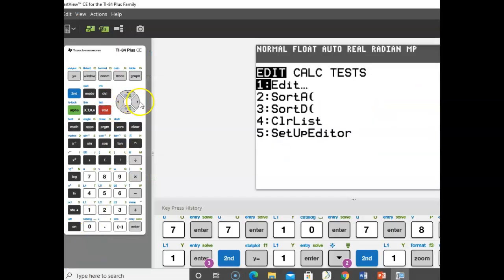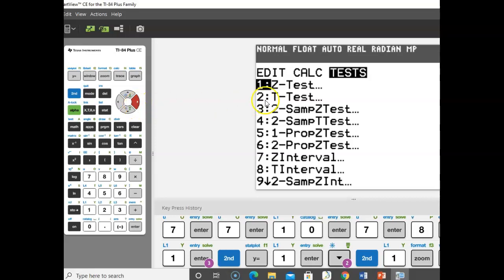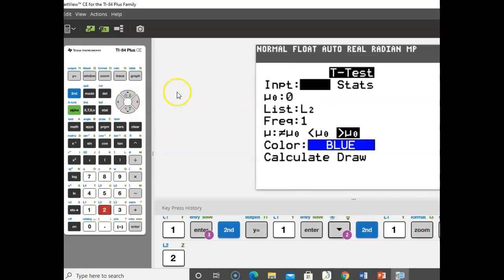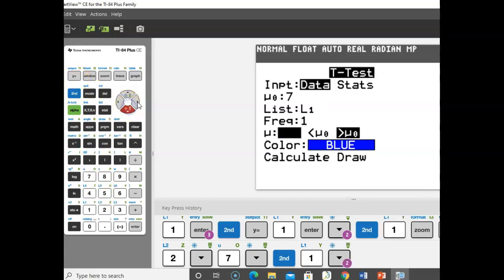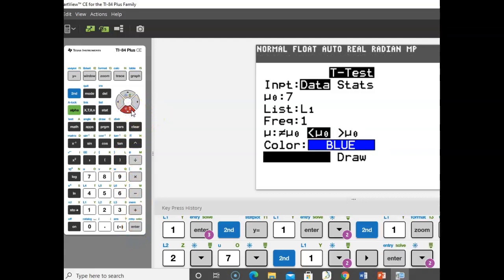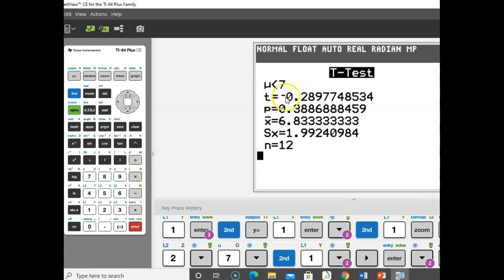So if we go to Stat, go over to Test, we choose number 2, T-Test. This one we had our data entered, so I'm going to choose Data. Our null hypothesis was 7, and we had the less than. My data was in L1, and our alternative hypothesis was the less than. If we go down and calculate, here's the test statistic and here's our p-value that we found. These should match up. They may be rounded slightly differently, but they should basically match.